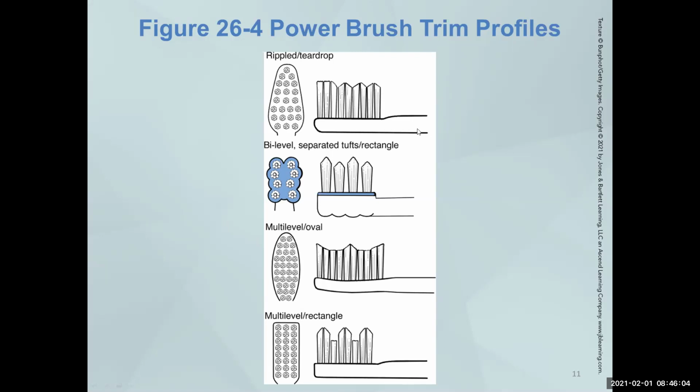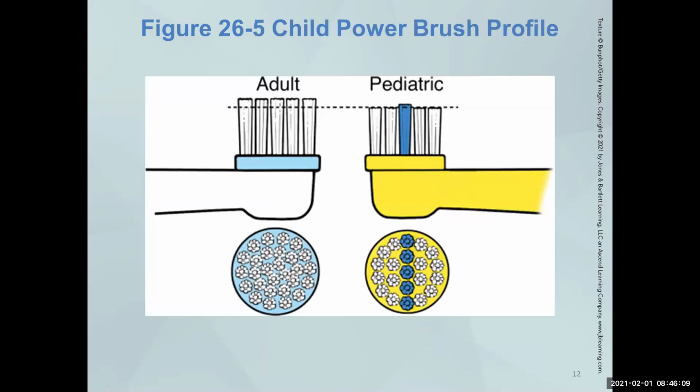So depending on the make of the brush, this is the Oral-B. Okay, child power brush profile. Look at it. It's just a little bit shorter than the adult brush because they've got a smaller mouth. And they usually have less power to it. You can see that the tufts are not as densely packed, so the bristles are going to appear to be more flexible.